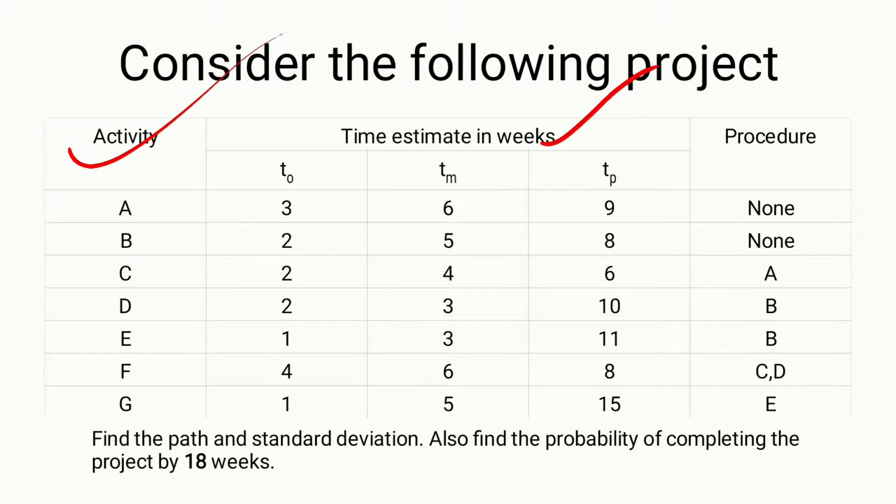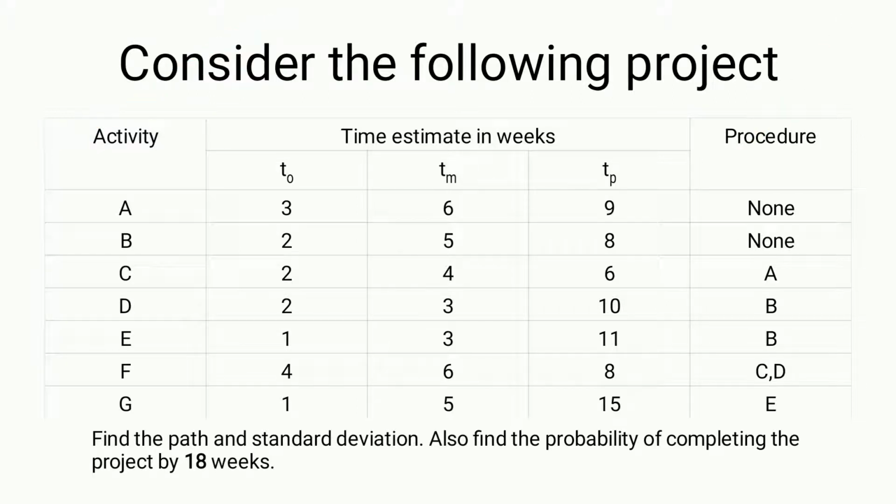Already we have seen time estimates. What are the time estimates? Optimistic time estimate T naught, most likely time estimate Tm, pessimistic time estimate Tp, and predecessor. Sorry, this is not procedure, this is predecessor. This is the activity and predecessor.